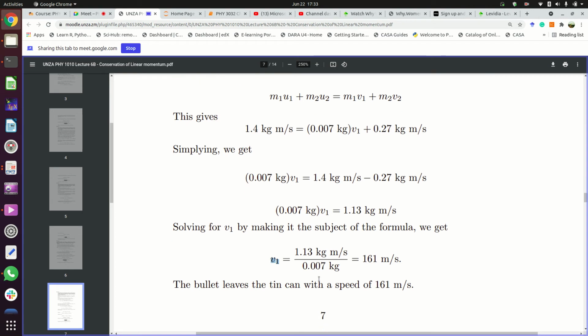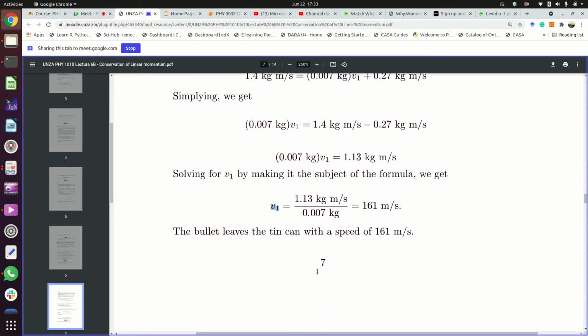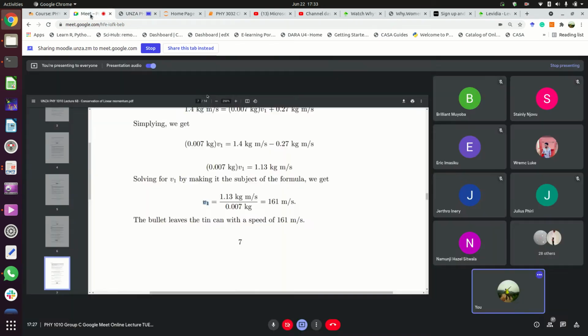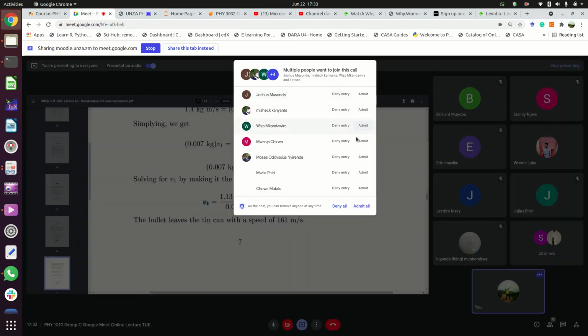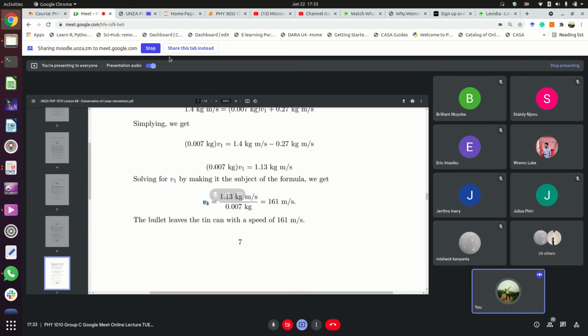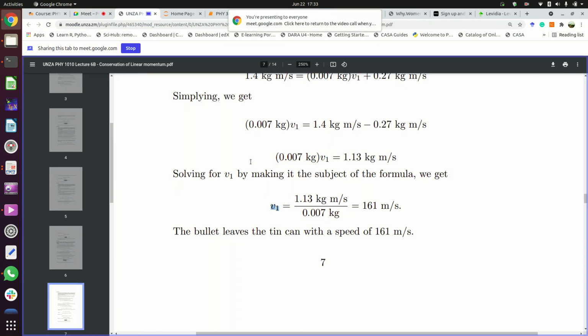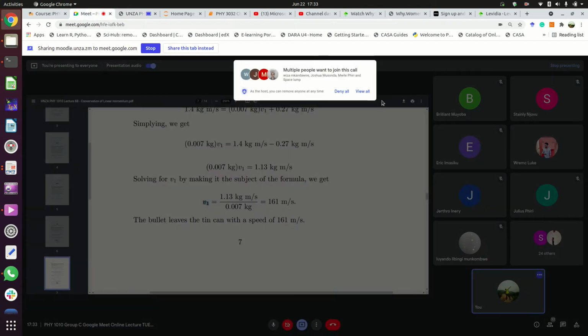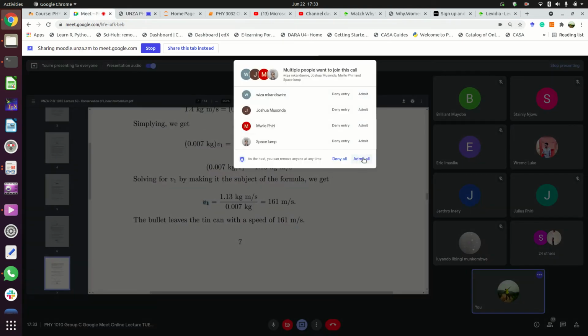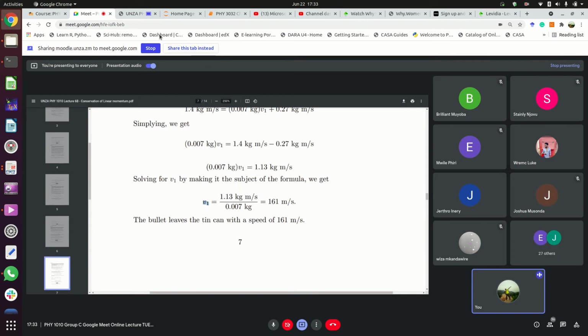Do we have any questions on this one? Is there any question on how we have applied our conservation of linear momentum to this problem? Okay. Understood.